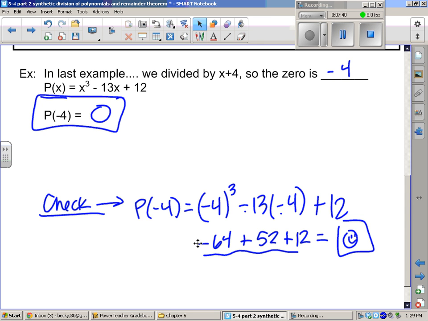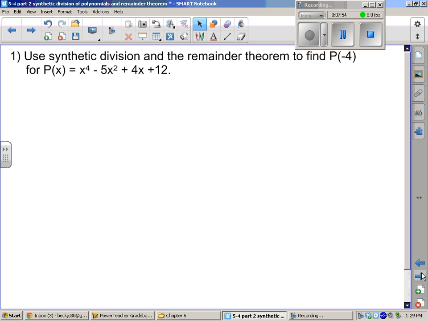So synthetic division does really two things for us. It tells us what it would be if we divided by that polynomial, and it also tells us what the value of that function would be at that number.